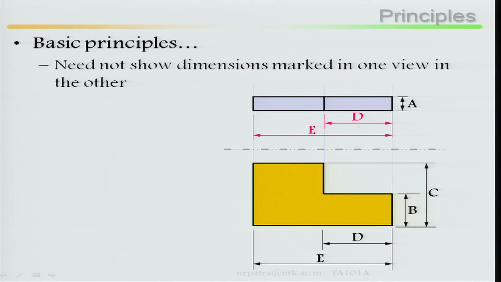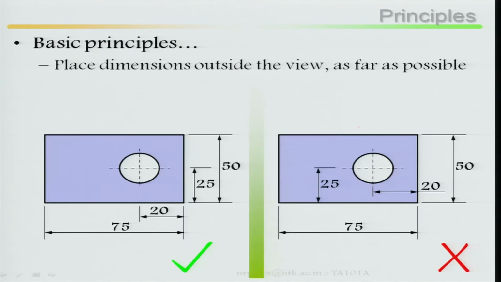What is the number one point of the basic principle? Need not show dimensions marked in one view in the other. That is the first point. The second point: place dimensions outside the view as far as possible. You see, the sentence says as far as possible. If there is sufficient space in that drawing sheet, then place the dimensions outside.